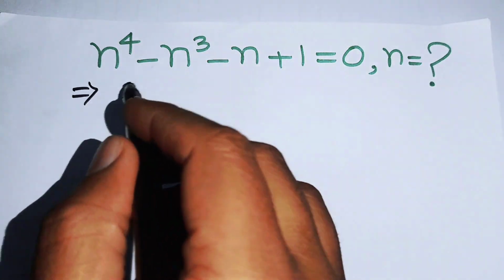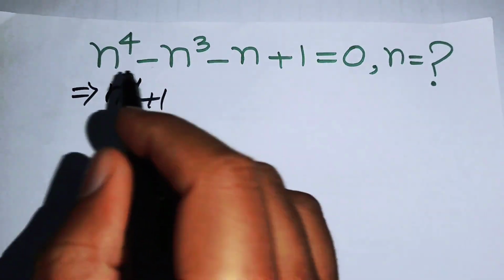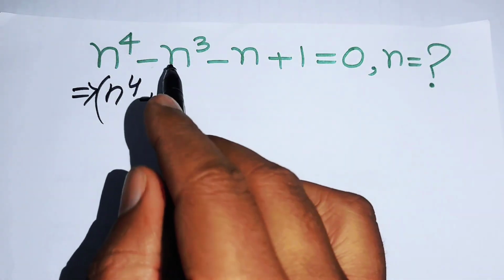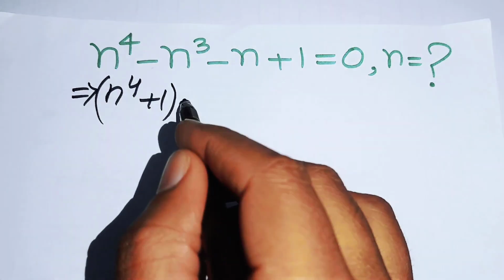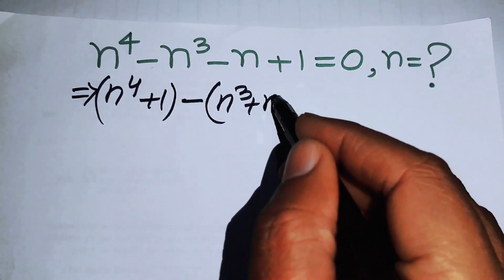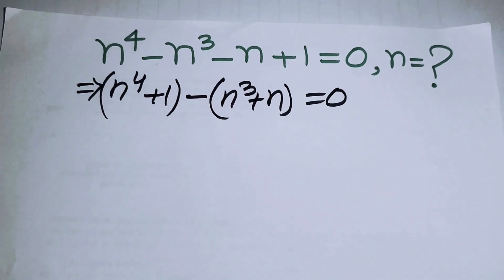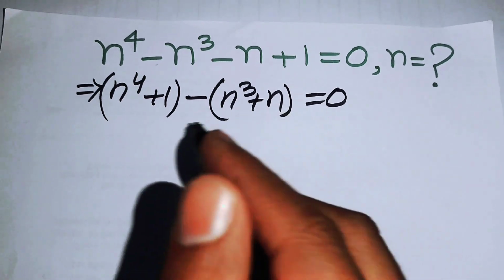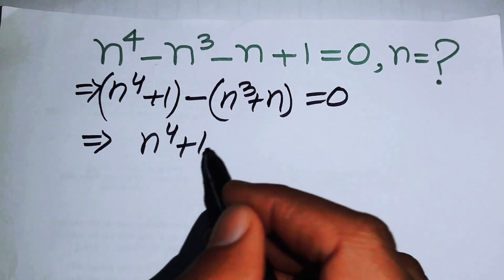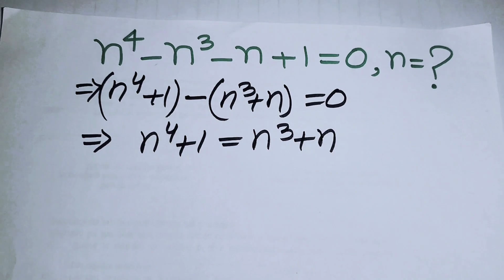We write n to the power of 4 plus 1, and we make the pair of n to the power of 4 with 1, and we make the pair of n cubed with minus n, and we first take common minus from both of the terms, and you get n cubed plus n equals 0. And now in the next step we move this n cubed plus n to the right hand side, and we get n to the power of 4 plus 1 equals n cubed plus n.